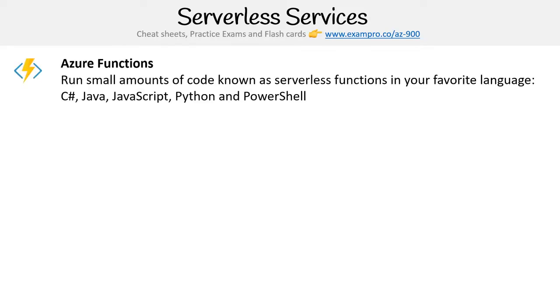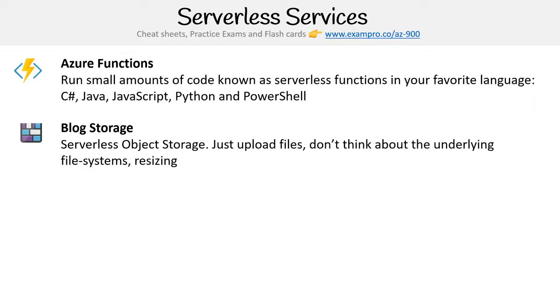So the first is Azure Functions. So run small amounts of code known as serverless functions in your favorite languages. So you got C#, Java, JavaScript, Python, and PowerShell. And if Azure is listening, please can you support Ruby, because I love using Ruby. Then you have Blob Storage. So this is serverless object storage. Just upload your files. Don't think about the underlying file systems resizing, basically unlimited space, and you can upload pretty darn large files.